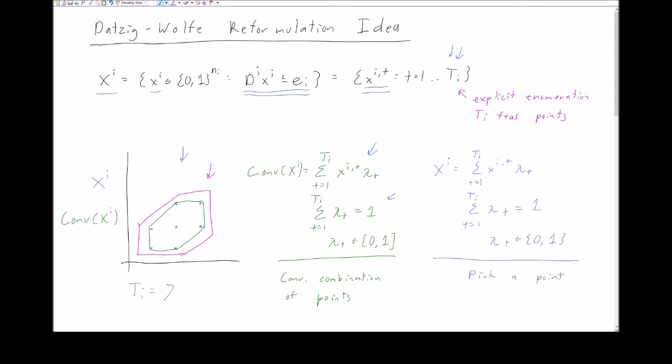Unfortunately, writing the convex combination or the convex hull of Xi isn't going to be of particular use to us in reformulating an integer program. Notably, the convex hull of Xi includes some points, for example, this one, that don't land on any integer lattice. So this is going to be a non-integer point.